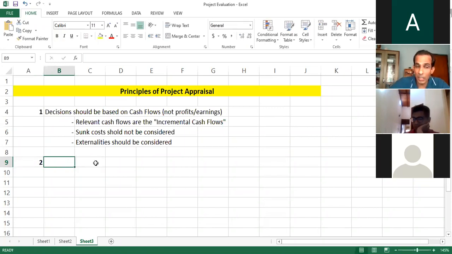Then the other important point you already mentioned: sometimes there may be certain important things, but there is no real outflow of cash, but it is important, right? The point you mentioned, opportunity cost, right? For example, suppose the company is going to start the new project in their own building. So that means there is no additional cash flow, right? They have already constructed the building, so they are going to start the project in the existing own building.